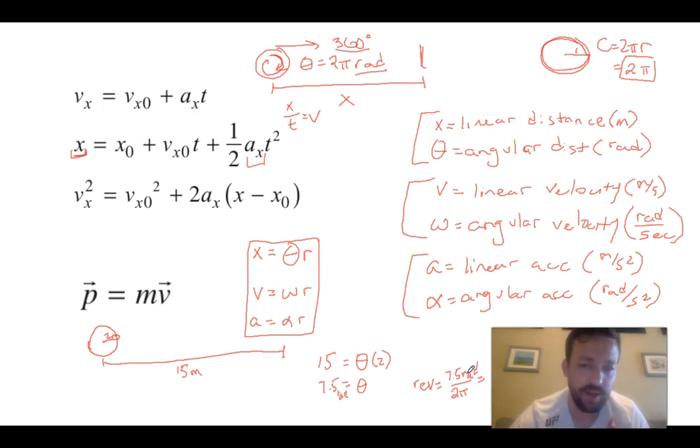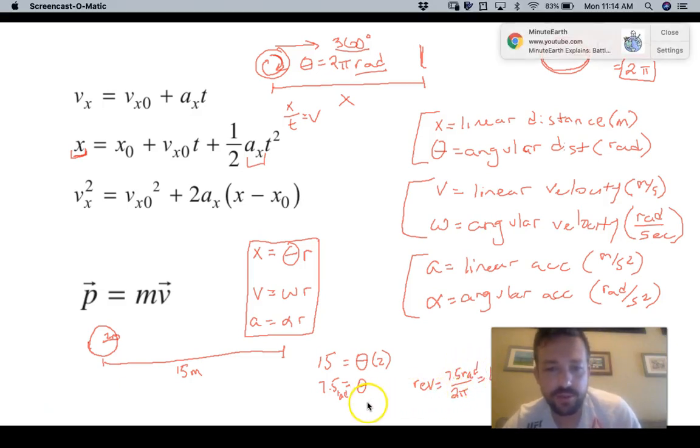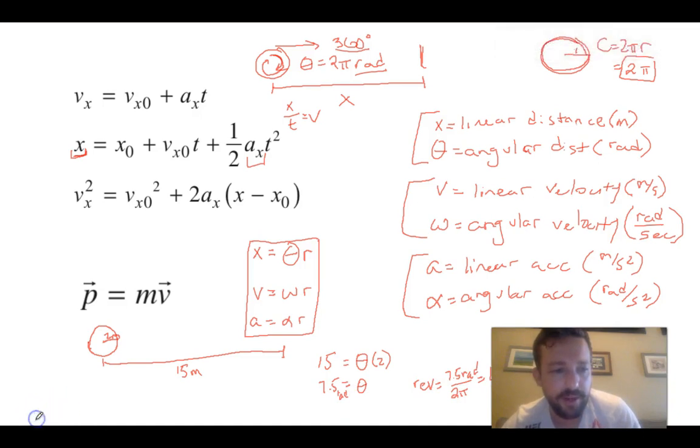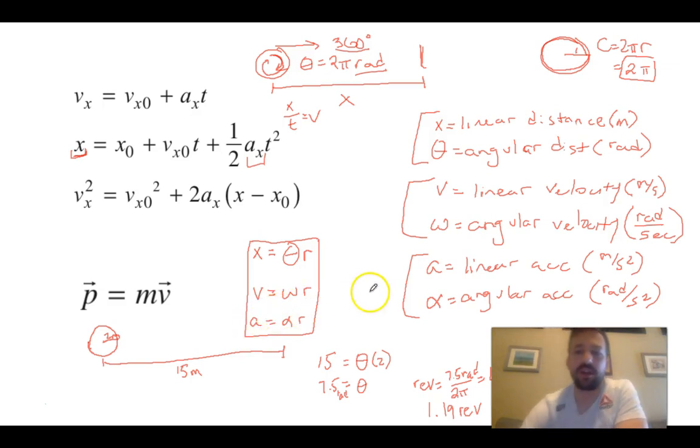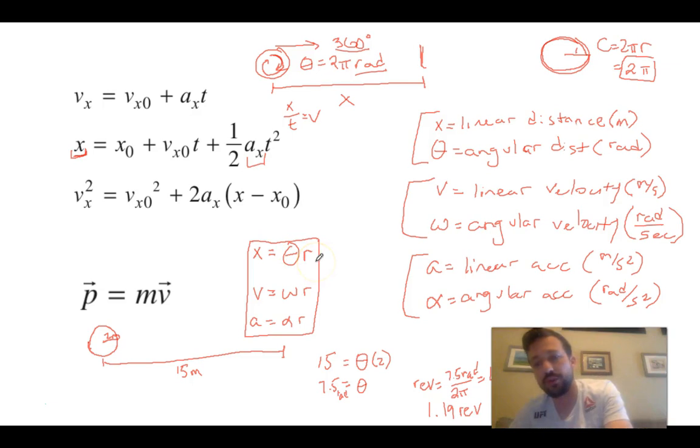It's 7.5 divided by 2 pi. And that gives us 1.19 revolutions. So it went around one full time and about 20% of another time. Okay, so that's how you would use these things. And I have problems in the work that go through those, okay?